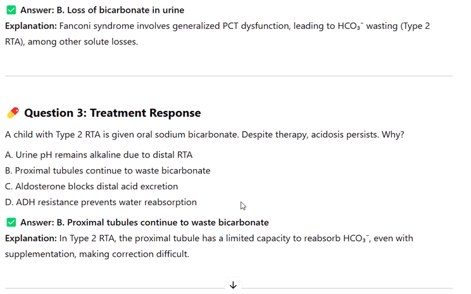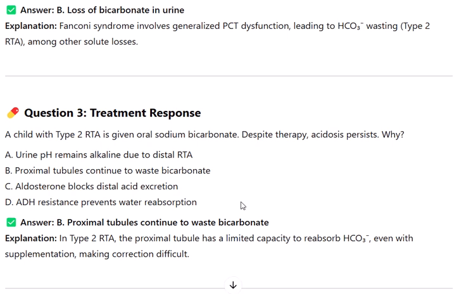A. Urine pH remains alkaline due to distal RTA. B. Proximal tubules continue to waste bicarbonate. C. Aldosterone blocks distal acid excretion. D. ADH resistance prevents water reabsorption. Answer B. Proximal tubules continue to waste bicarbonate.